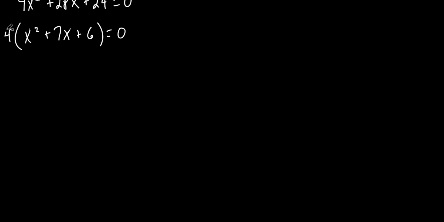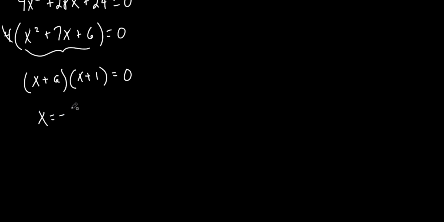Now, if I divide both sides by 4, what happens to that 4? It just goes away, right? Because 0 divided by 4 is 0. So that's cool. Now, what can I do with this? Yeah, this is an easy factor. X plus 6, x plus 1. Doesn't get a whole lot easier than factoring that. And now I'm ready for my answer. What's x equal to? Negative 6 and negative 1.